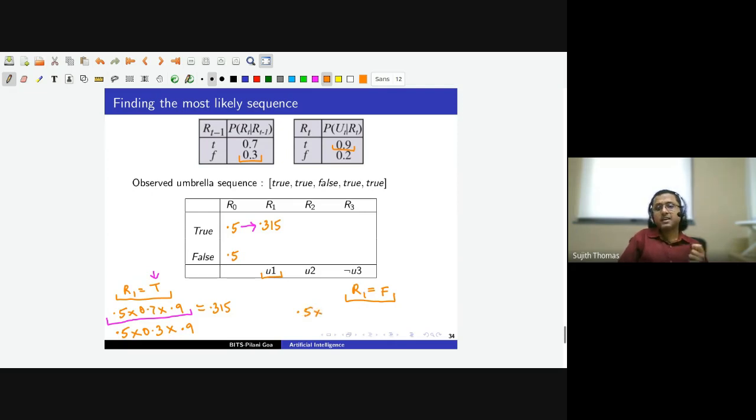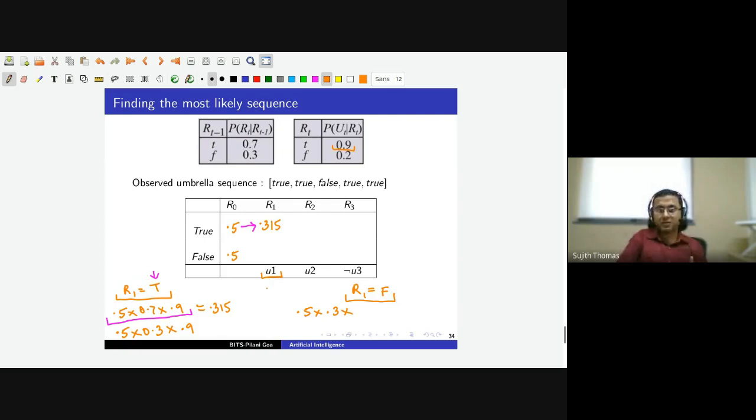And we are making a state transition from true to false. R0 is true and R1 is false. So from true to false, we are making a transition. That means the probability will be 1 minus 0.7. True to true is 0.7 and true to false will be 1 minus 0.7. So again, it will be 0.3. So 0.5 times 0.3.